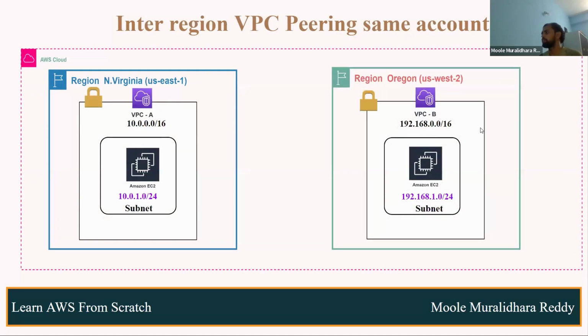That is the 192 series. And also we have each subnet, each VPC, we have a subnet. And also we have an EC2 instance. And by default, there won't be any communication. If you want, you can set up the VPC peering connection.